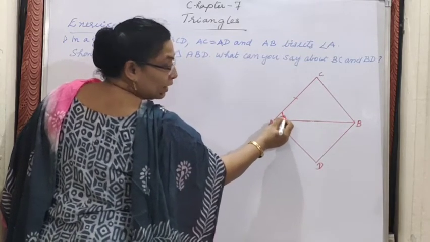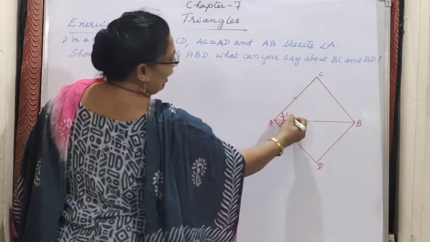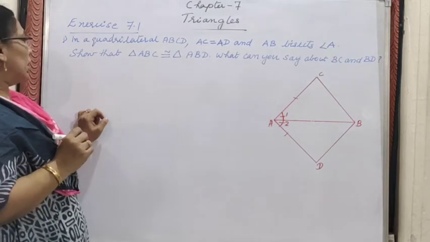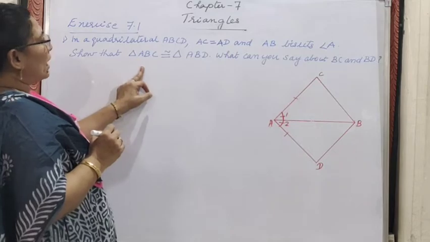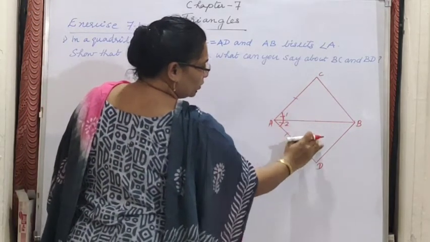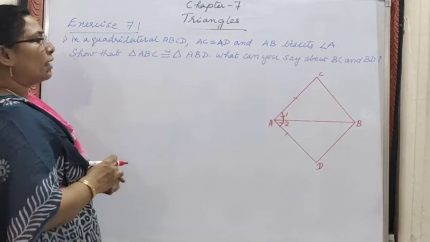So we are marking like this, right? Let me put it as angle 1 and angle 2. That means angle 1 and angle 2 are equal. Now show that triangle ABC congruent to triangle ABD. So ABC is the upper part, triangle ABC congruent to triangle ABD. What can you say about BC and BD?